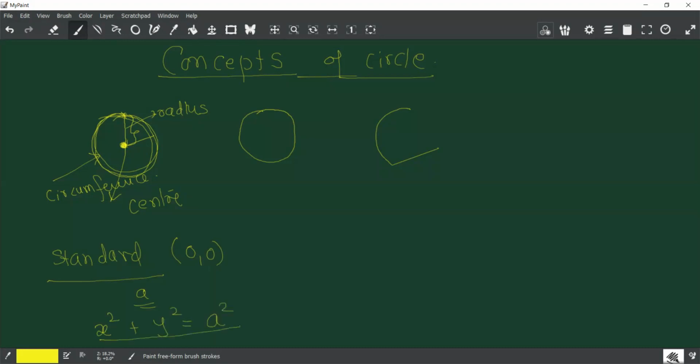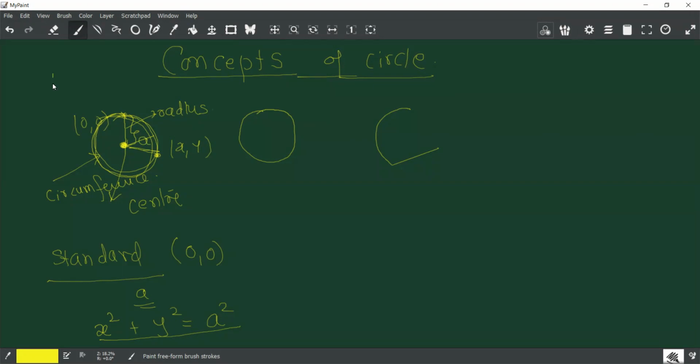This is the equation of any standard circle, which we derive just by using the distance formula. Correct? We take any point on the circumference as x comma y. The center is (0,0). If someone asks for the derivation, the distance is a; apply the distance formula and square both sides, you get this answer. Correct?